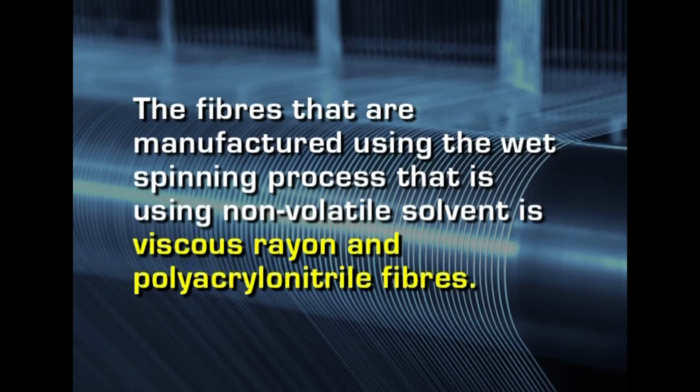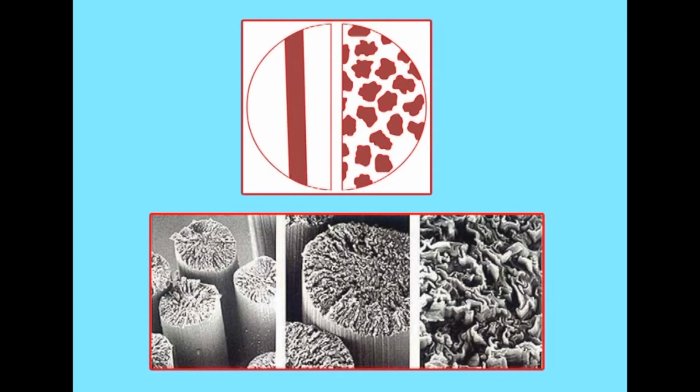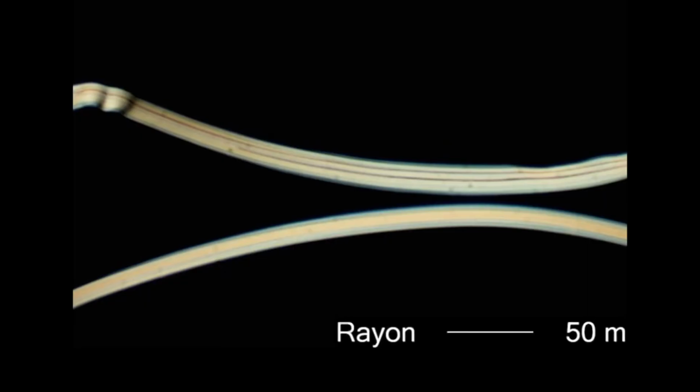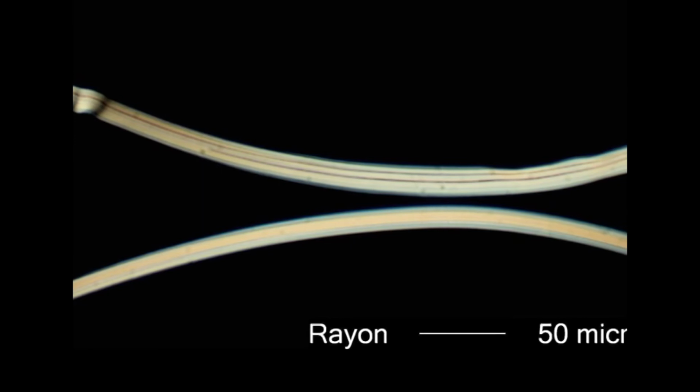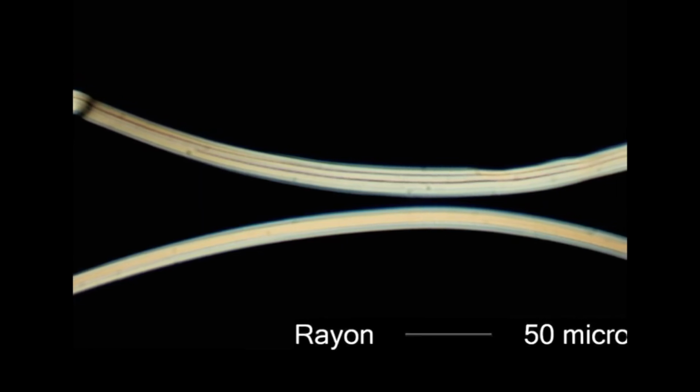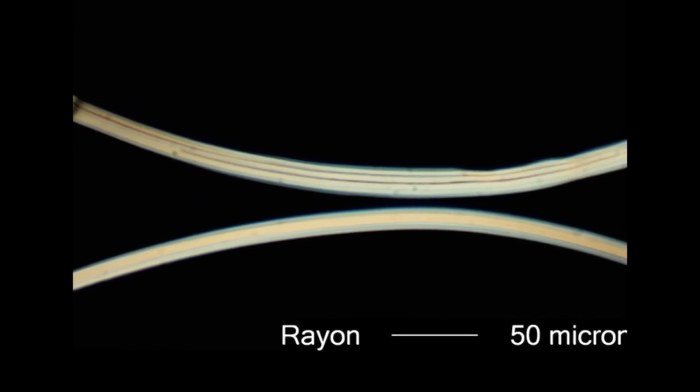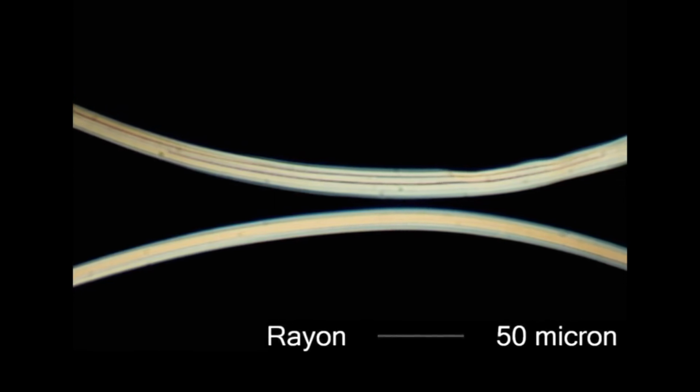The fibers that are manufactured using the wet spinning process, that is using non-volatile solvent, are viscose rayon and polyacrylonitrile fibers. Actually, the cross sectional shape of these fibers will be serrated, because the coagulation occurs in this bath, and thus they assume a new shape of a serrated effect, and this will be seen in the form of long lines on the longitudinal section of the fiber.